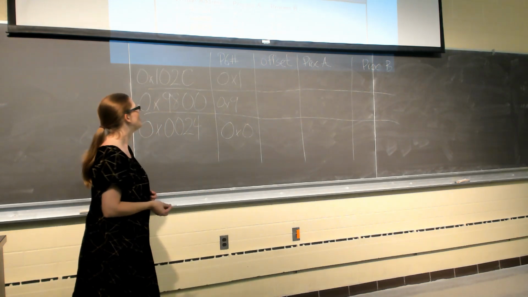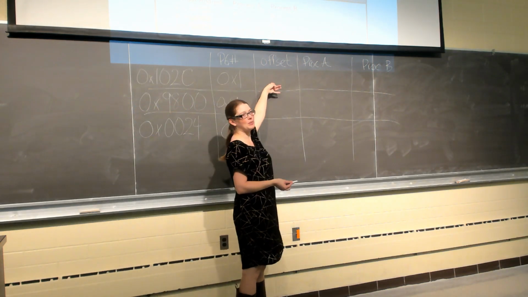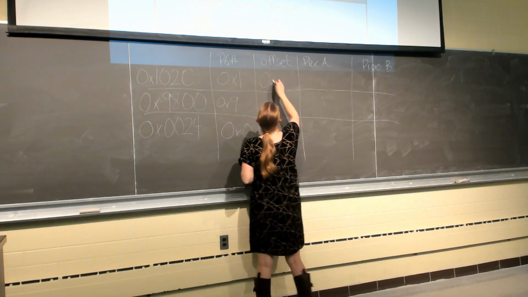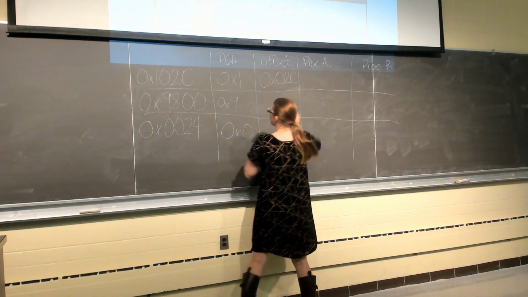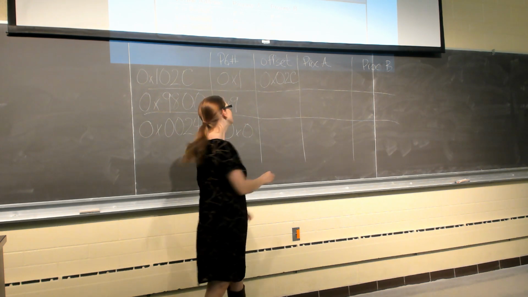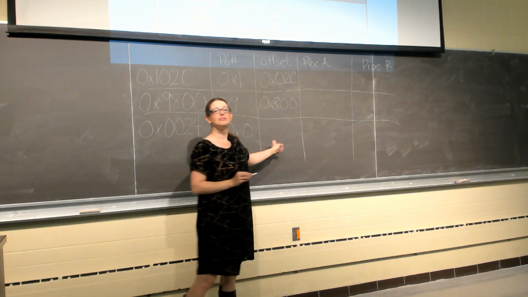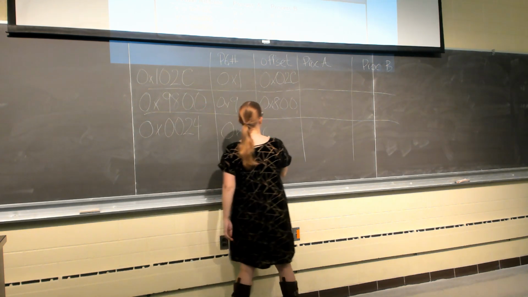This one's nice. All right, so what's the offset then of the first one? 2C. And this one? And this one here? 24. That's correct.